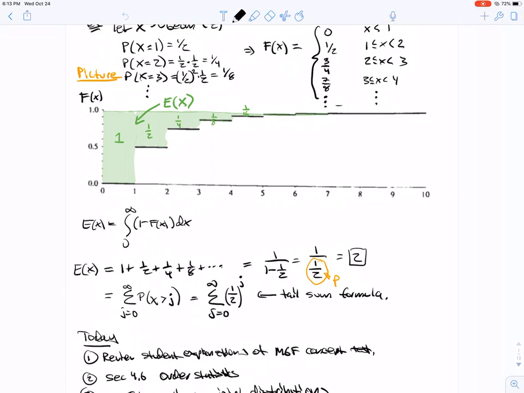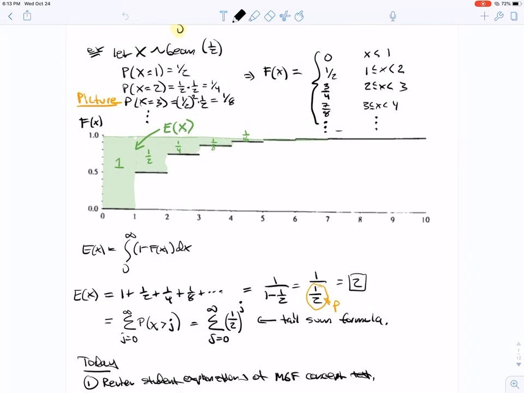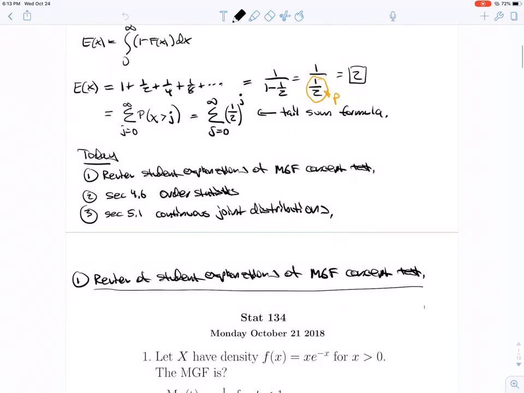And notice that this is exactly the tail sum formula. So using the CDF to find the expectation is sort of a generalization of the tail sum formula that we've seen before.